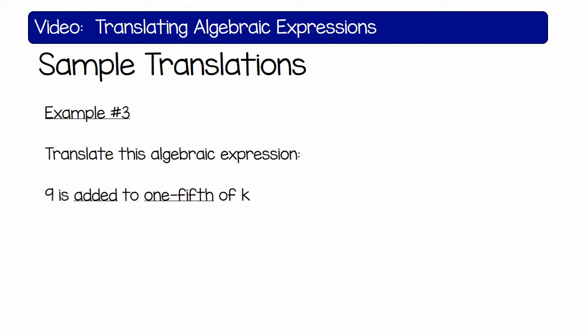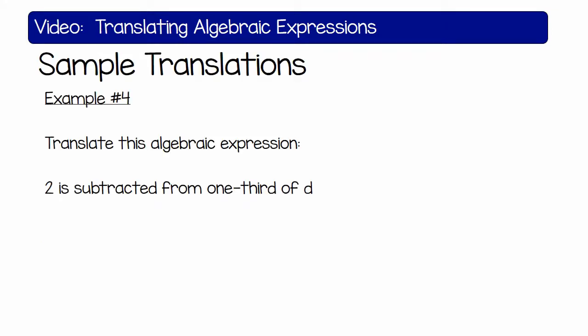Another example. Translate this algebraic expression: 9 is added to 1/5 of K. So we would first of all find 1/5 of K, 1 over 5 times K, then plus 9. Example 4. Translate this algebraic expression: 2 is subtracted from 1/3 of D. Solution, 1/3 times D minus 2.